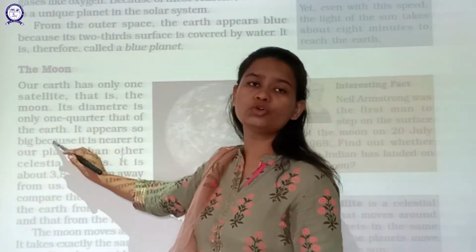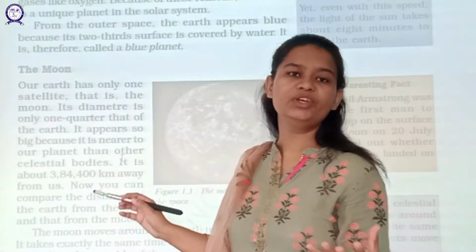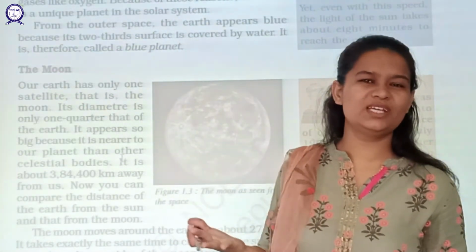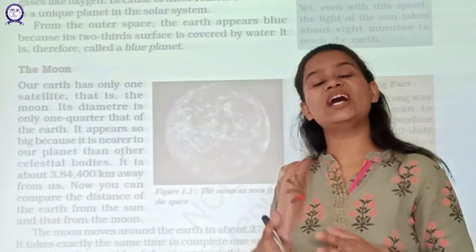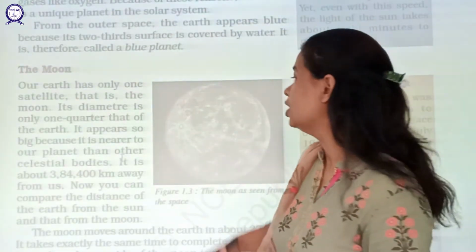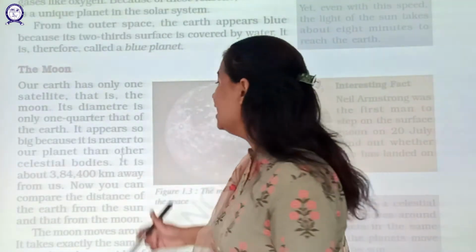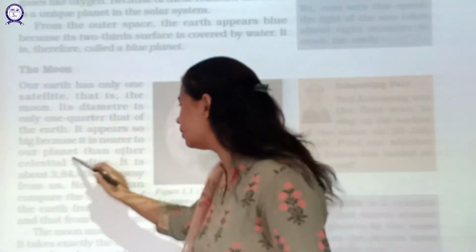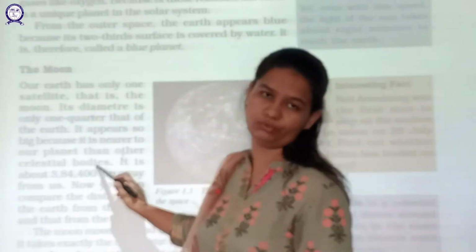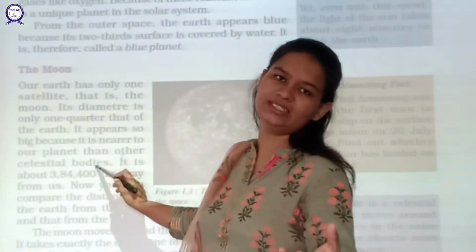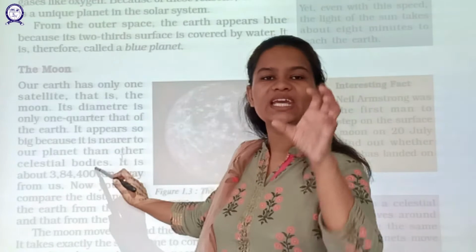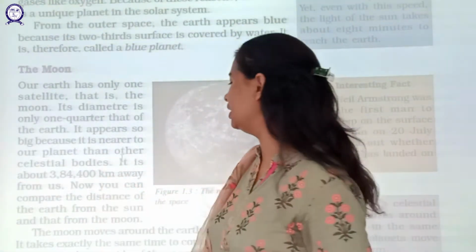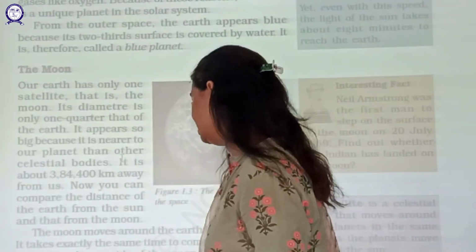And Moon appears so big to us. At night when we see Moon as compared to stars, Moon appears big to us. Now the question is why does the Moon appear big to us? In return we can say that the Moon appears big to us because it is nearest to our planet Earth as compared to other celestial bodies. That is why it appears big to us.